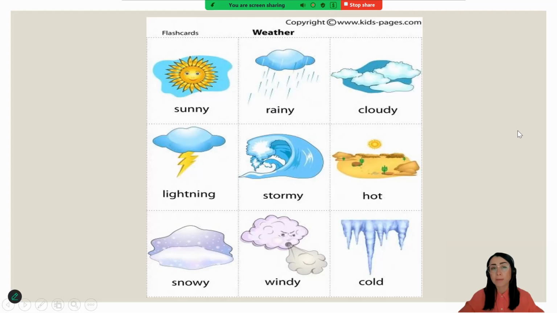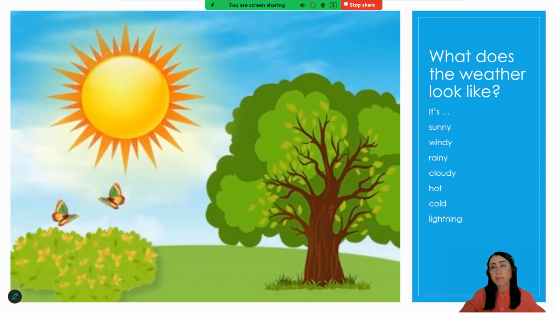Now listen one more time and repeat after me. Sunny, rainy, cloudy, lightning, stormy, hot, snowy, windy, cold. Write down these words into your copybook and remember them. Now I'm going to show you a picture, and your task will be to answer this question. What does the weather look like?